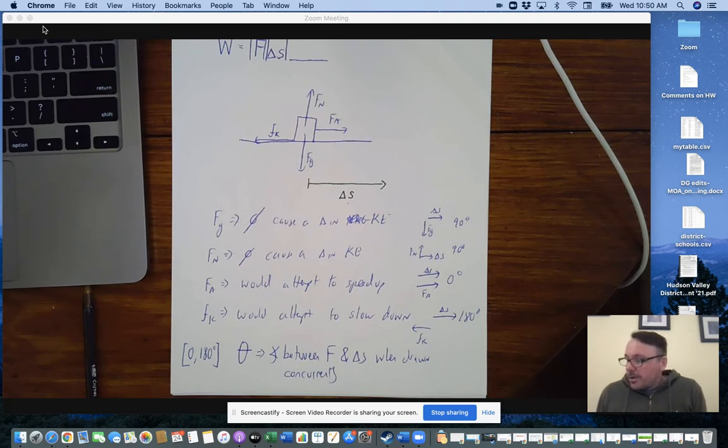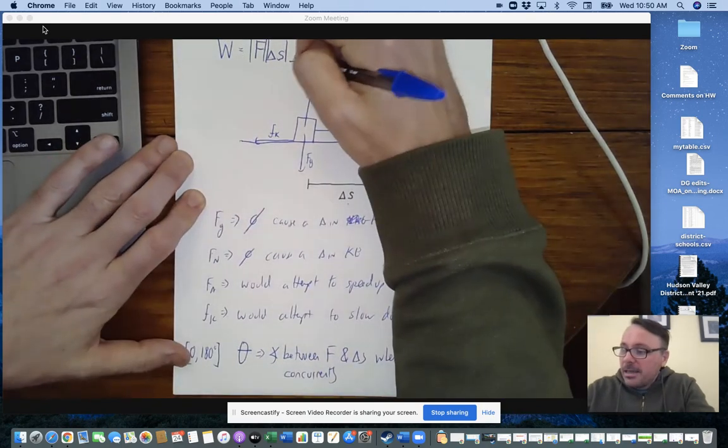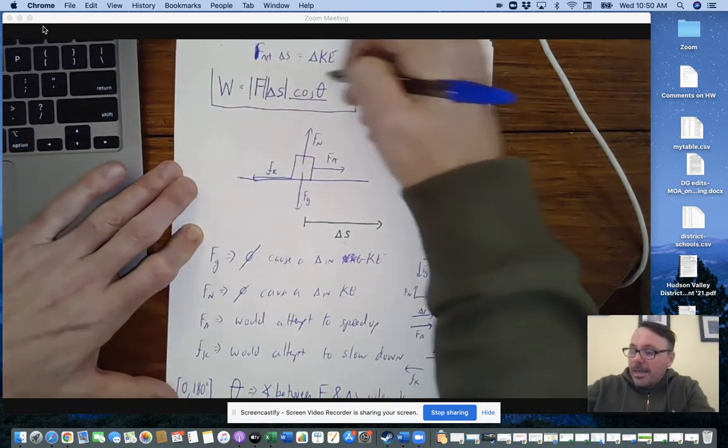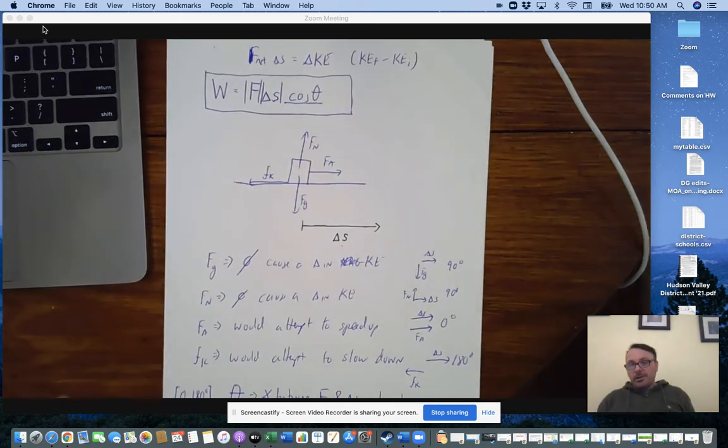What would do this for us? What, when theta is equal to 0, would give us a positive number? When theta is equal to 180, would give us a negative number. When theta is equal to 90, would give us 0. And hopefully what you figured out is that that is the cosine function. And that is going to be our equation for work.